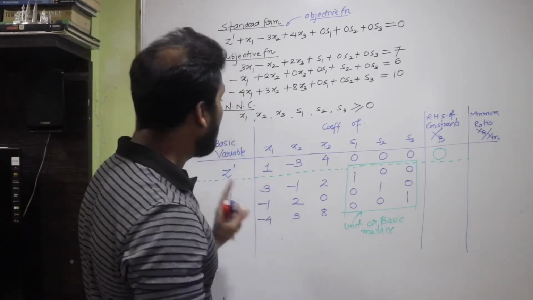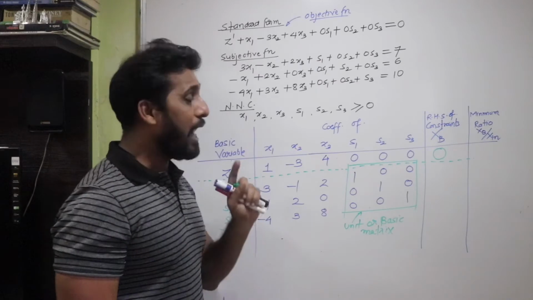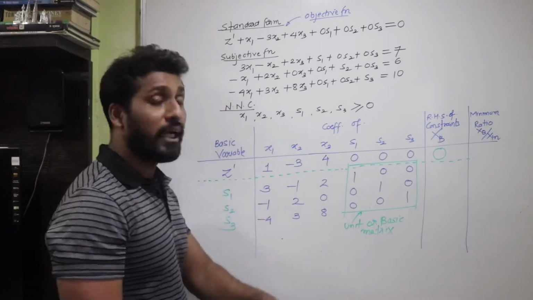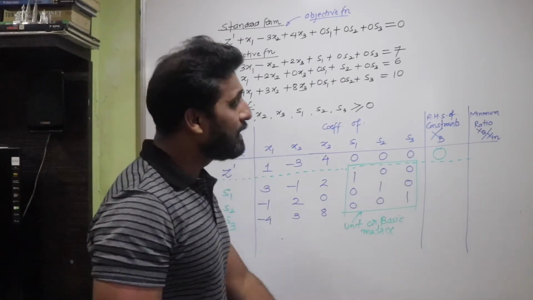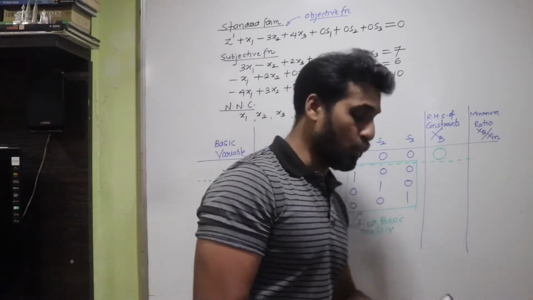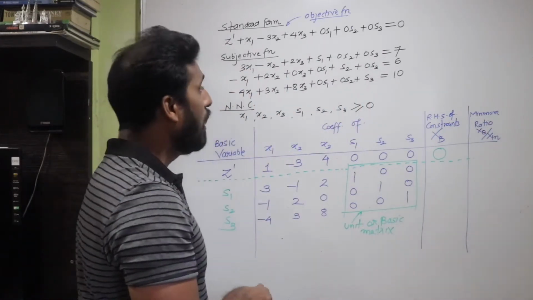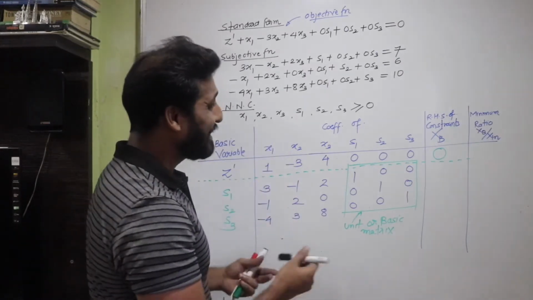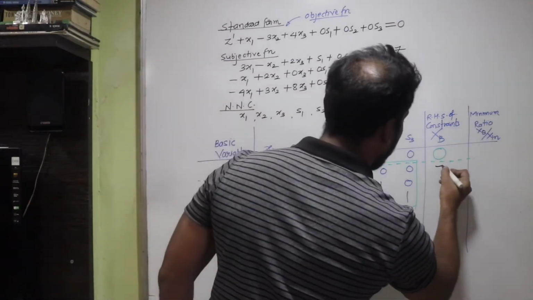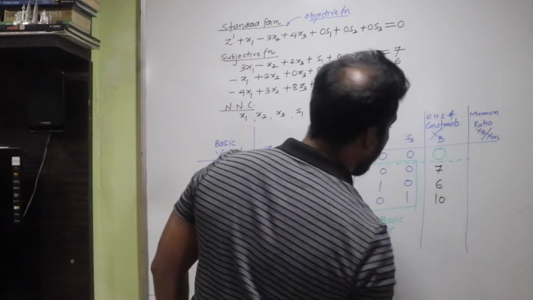That means I have to change my basic variables, isn't it? And who will decide who goes and what comes in? It is decided by the minimum ratio. Now one thing left here is to write the right hand side of all the objective functions. Let's write those right hand sides. It is 7, 6 and 10, isn't it?